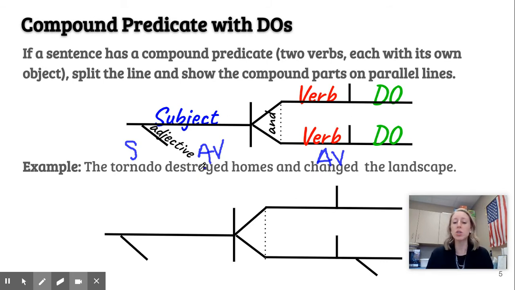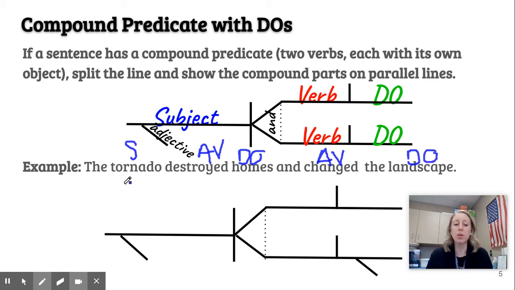So always make sure you're looking at the rest of the sentence and labeling appropriately and accordingly. Okay, then we have to ask our direct object question for each of these verbs individually. So let's just start with the first one. The tornado destroyed what? Well, it destroyed homes. And then the tornado changed what? It changed the landscape, right?